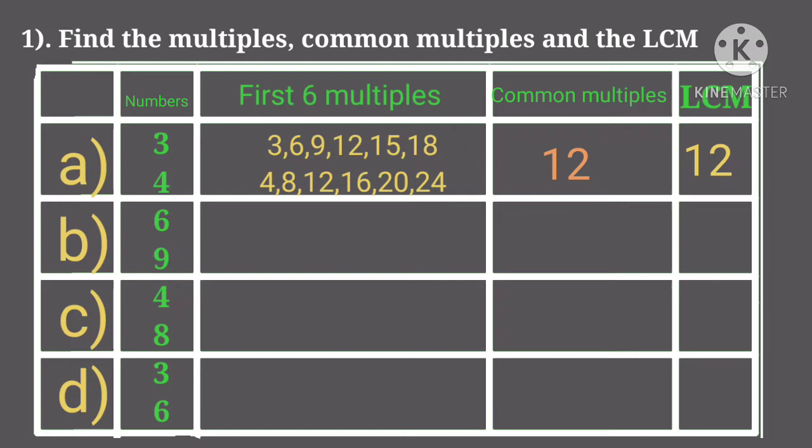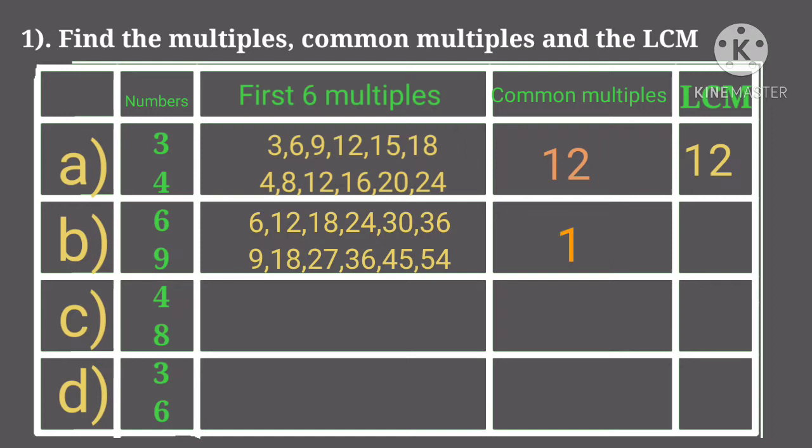Now the next sum, numbers 6 and 9. First write 6 multiples of 6 and 6 multiples of 9. So common multiples are 18 and 36. So among them least common multiple is 18. That is LCM is 18. Dear children, remaining sums you have to solve in your math notebook. Now we will move to next sum.